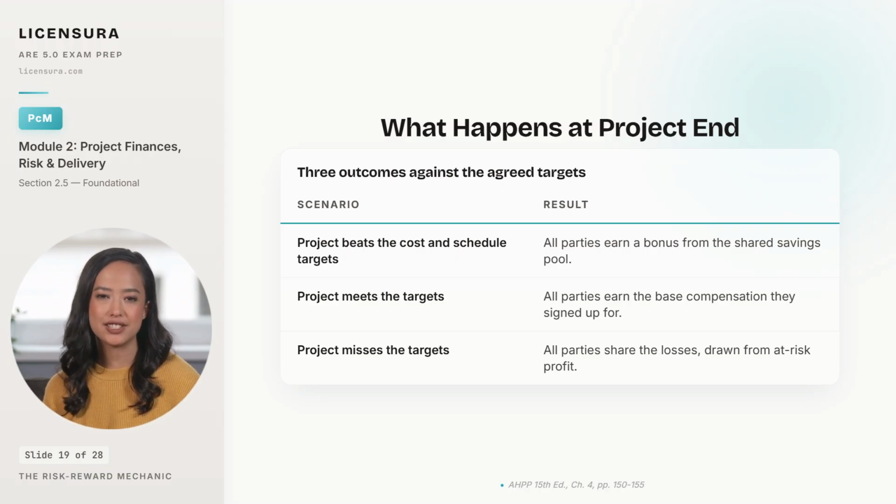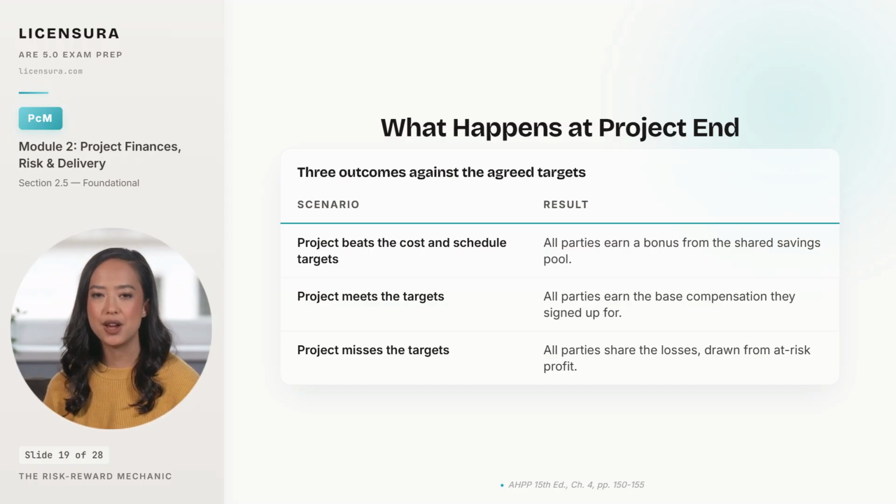And if the project misses its targets, all 3 share the losses, which are drawn from the at-risk portion of each party's profit. The architect cannot earn a windfall while the contractor takes a loss, and the contractor cannot earn a bonus while the architect's fee is squeezed. That is the alignment of incentives that IPD is built to produce. It is also the reason that target value design becomes practical under IPD in a way it never quite is under other delivery methods. When everyone shares the savings, everyone is willing to question whether a feature is worth what it costs.